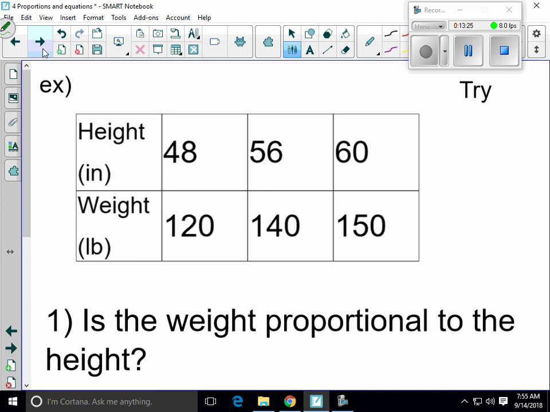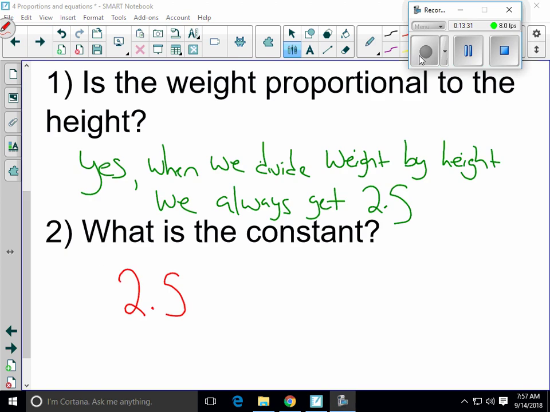See if you can do this one, and then there's also some challenge if you have extra time. Please check your answer. The weight was proportional to the height, because when we divided the weight by the height, we always got 2.5. And 2.5 is known as our constant of proportionality.